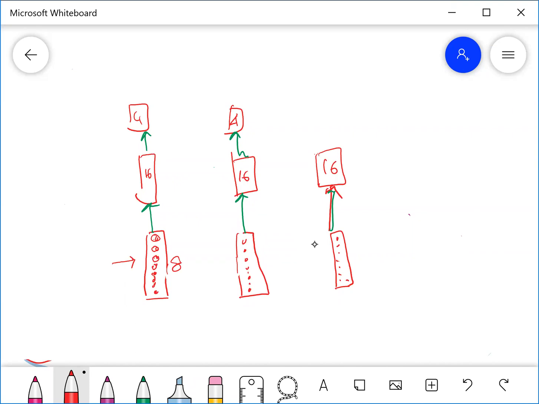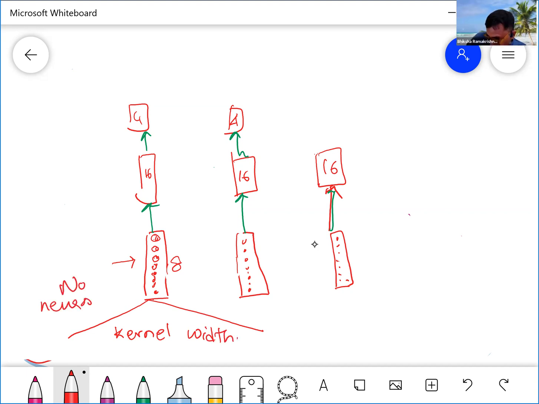Kernel width is this guy. And this is the number of channels, neurons, which is also the number of channels. So that's the number of output channels of the layer, because each neuron is a filter which produces a channel. Okay, I think I get that.